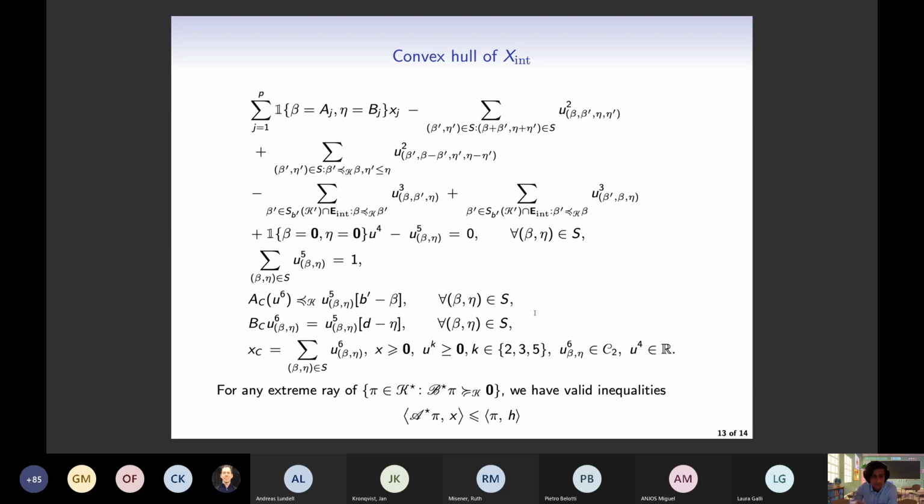There is u1, u2, and each of these u's is a vector. So yes, it's a very nasty looking thing, but one nice thing is that the constraints are fairly sparse, in the sense that the coefficients are plus minus one or zero in the first two sets of constraints.